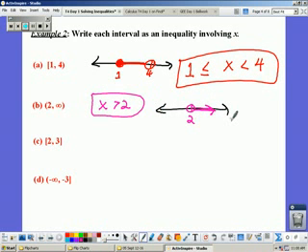This would have been a bracket for it to be greater than or equal to. Okay?